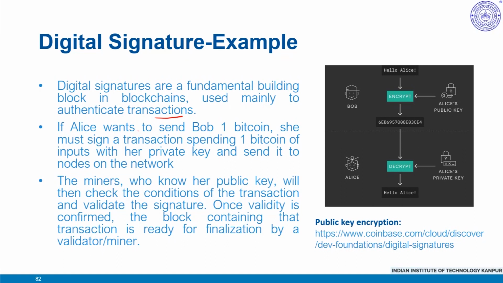So if Alice wants to send Bob 1 Bitcoin, she must sign the transaction spending 1 Bitcoin of inputs with her private key and send her public key to the nodes on the network. Now, the miners who know her public key will then check the conditions of the transaction and validate the signature. Once the validity is confirmed, the block containing this information about the transaction is ready for finalization by a validator or miner. So this block, once verified, will be added to the blockchain.